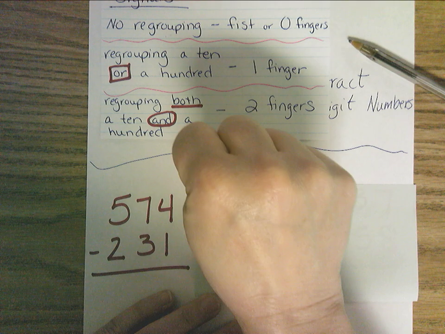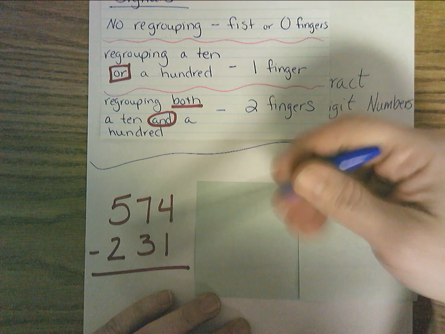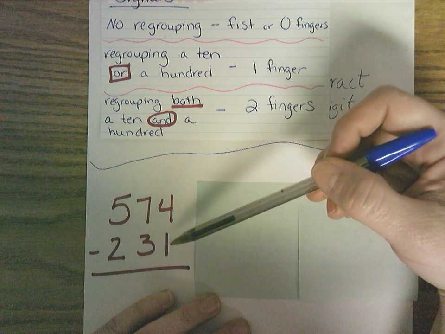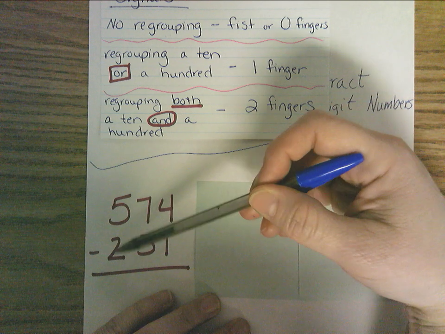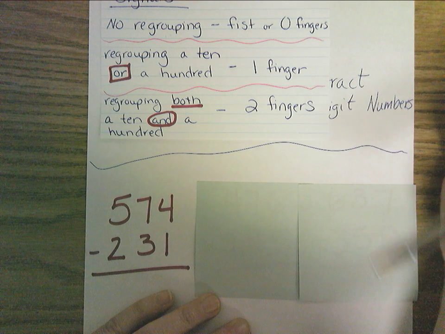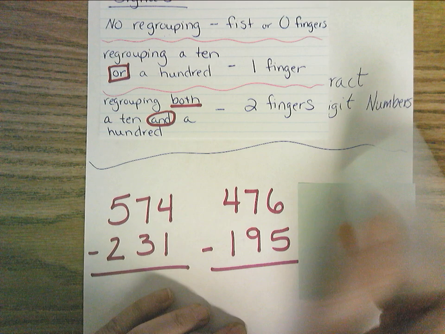That's right. It is 0. There is no regrouping for this problem, because you can take 1 away from 4, you can take 3 away from 7, you can take 2 away from 5. So there's no regrouping. Good job. Okay, let's look at our next problem.